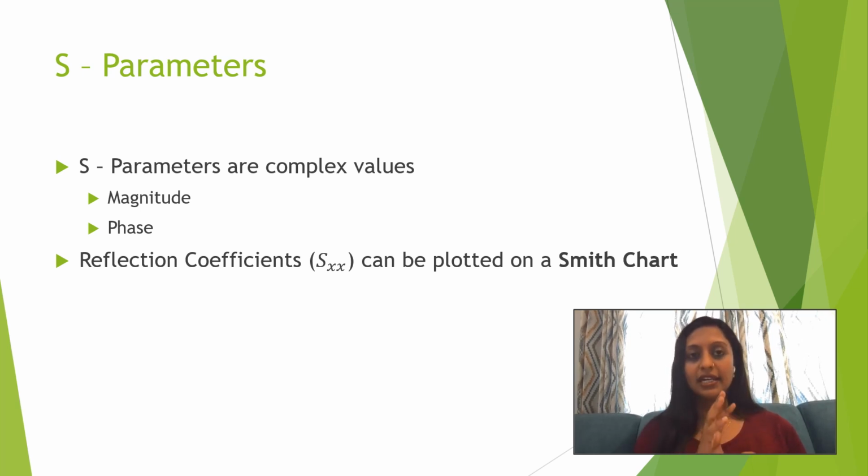How exactly can I relate S parameters on a Smith chart, right from considering a characteristic transmission line, normalizing it, and representing it on the Smith chart? All those things we will discuss in our next coming slides.